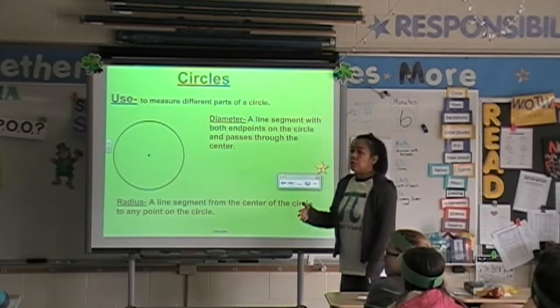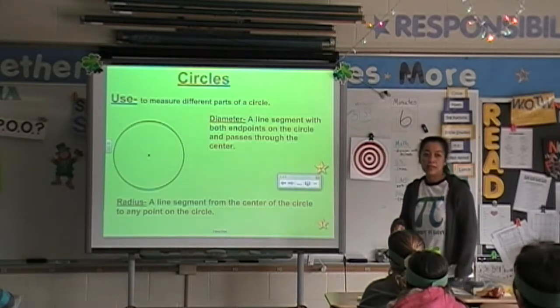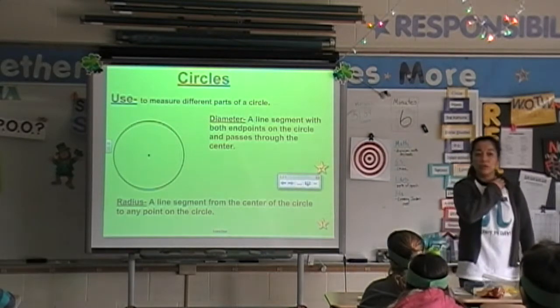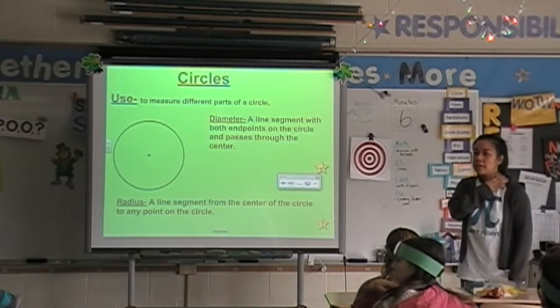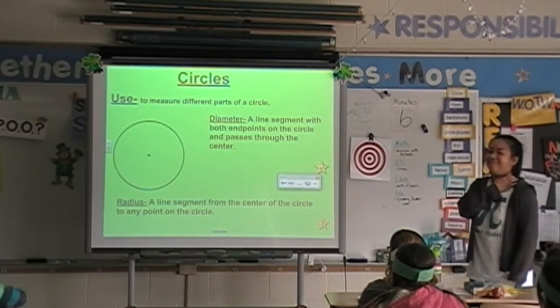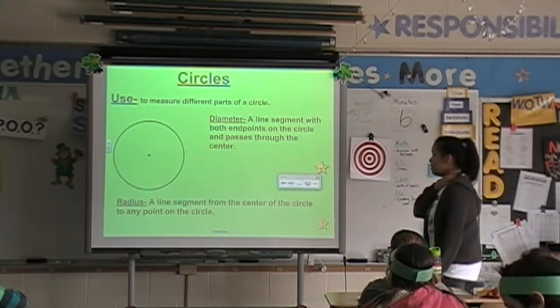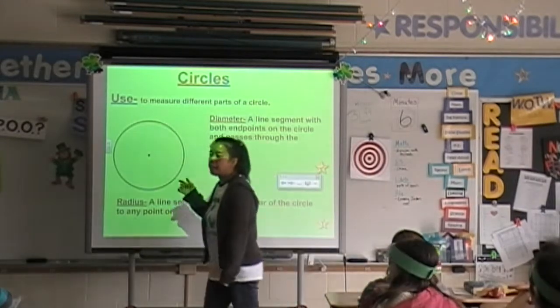The diameter, who knows what a diameter is of any circle? It's a part of a circle. David: a line segment with both endpoints on the circle. Right. So if you were to draw a diameter, I want someone to come up here and draw a diameter on the circle.